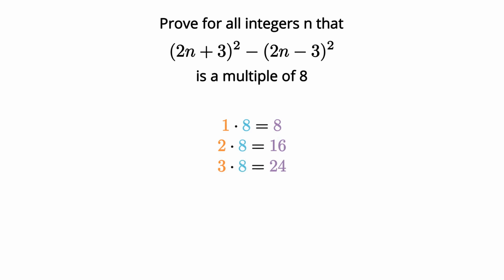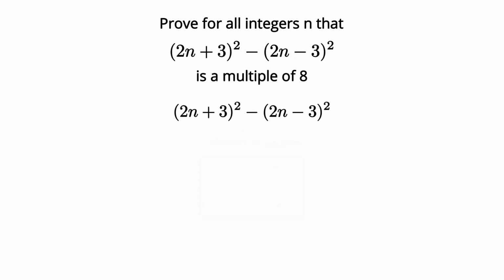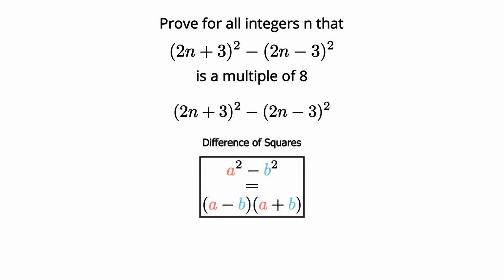So to prove this, I notice that we have (2n + 3)² − (2n − 3)². I know it doesn't look like it, but this is actually what we call a difference of squares. Difference of squares states that if you have anything in the form of a² − b², you can factor it to become (a − b)(a + b). So in this case, we would say that our a² is (2n + 3)², and our b² would be (2n − 3)².